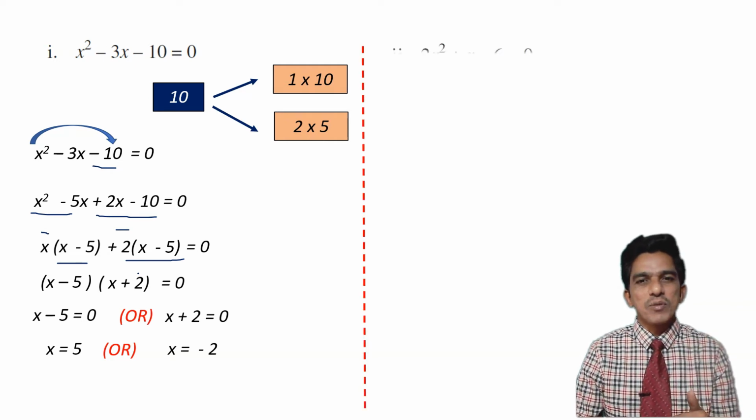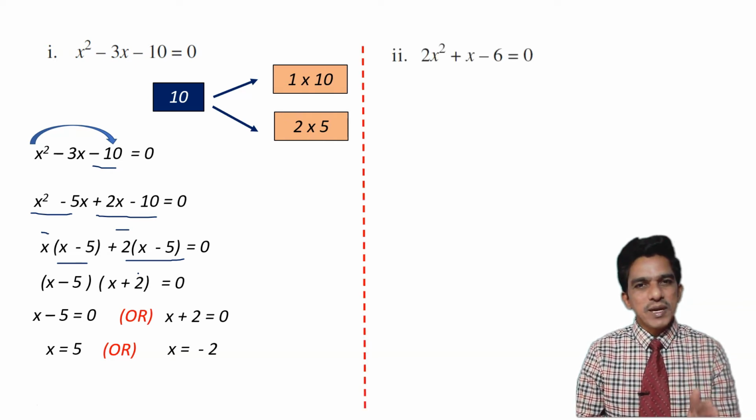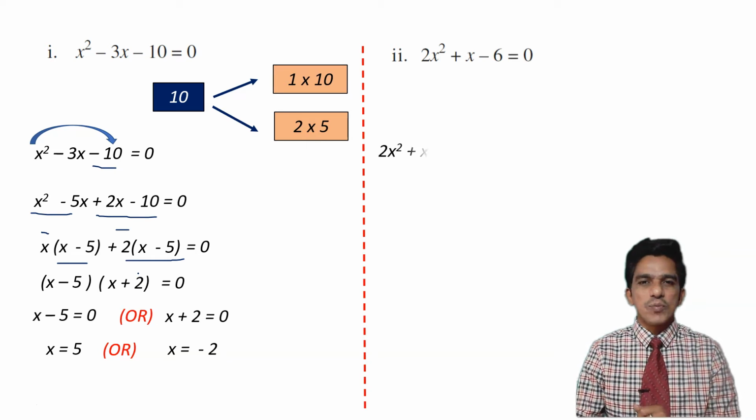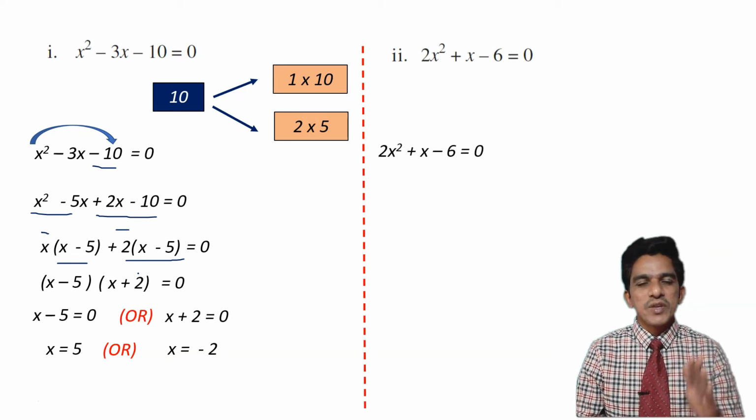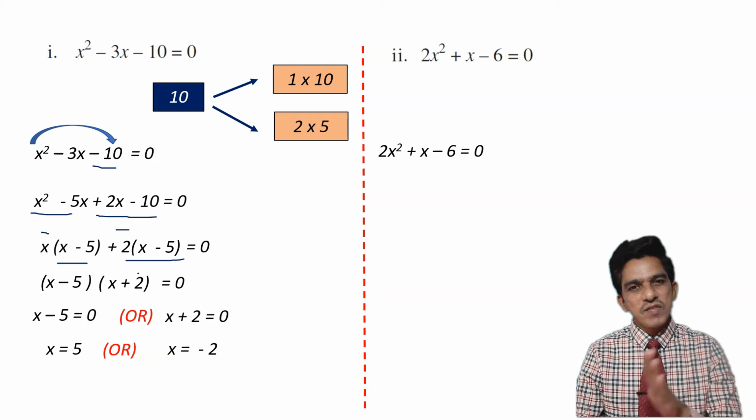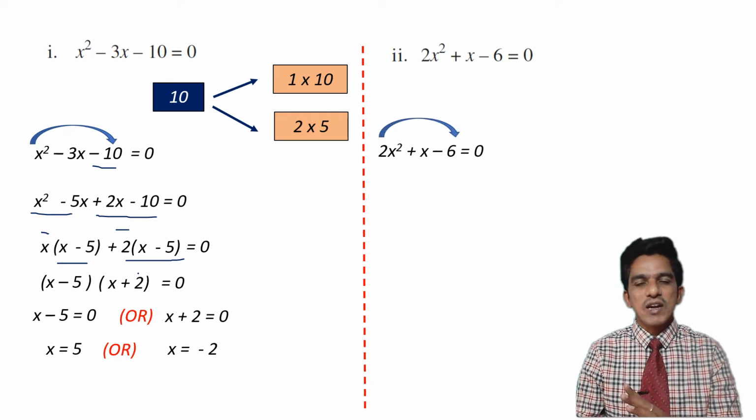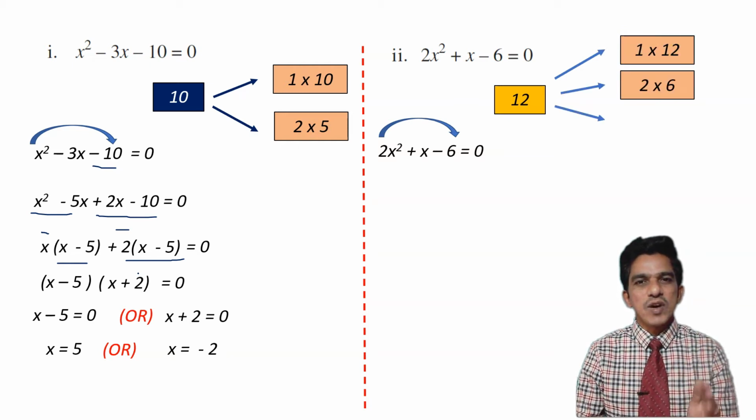Let us look at the second problem. 2x square plus x minus 6 is equal to 0. This equation is also in standard form. Now we have to multiply the coefficient of x square with the constant term. 2 sixes are 12. So we have to factorize 12 now. 1 twelves are 12, 2 sixes are 12, 3 fours are 12. This is how we can factorize 12.